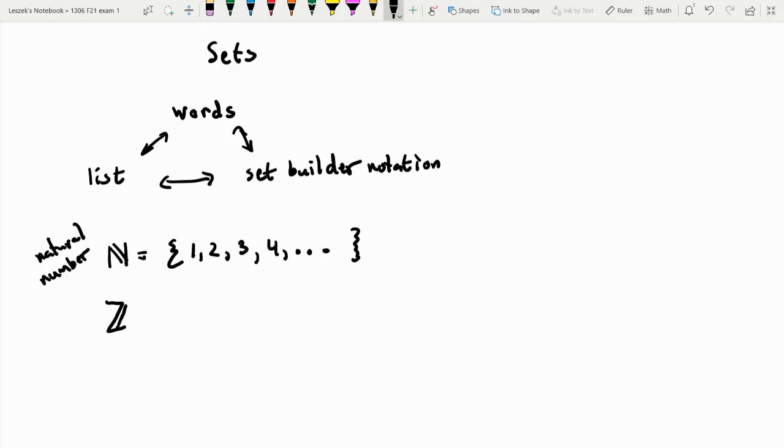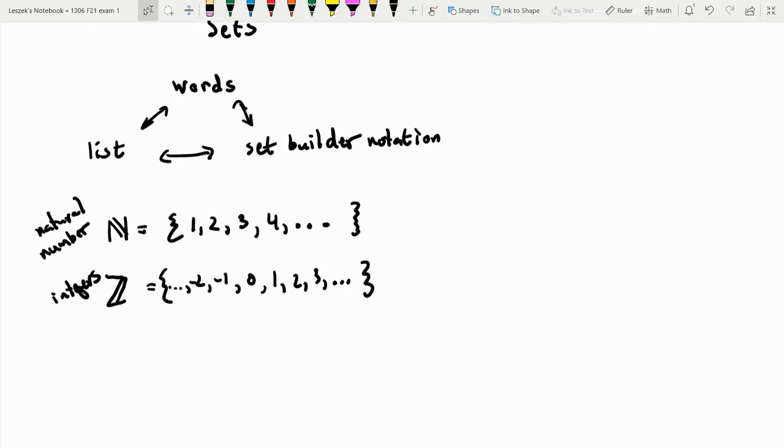You might be familiar with Z, which represents integers. And so these are of course natural numbers, but with 0 as well. And then the negatives.